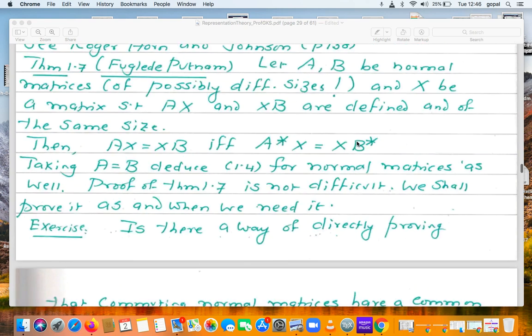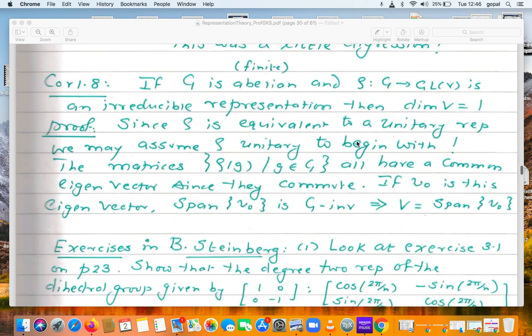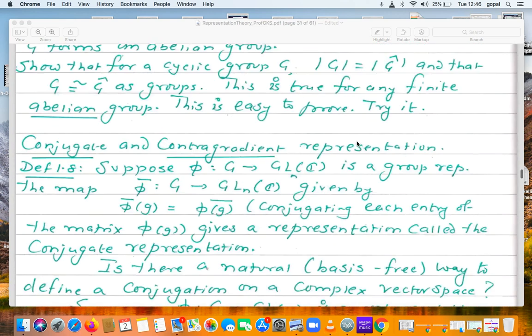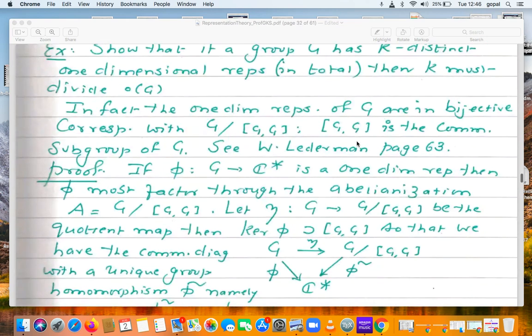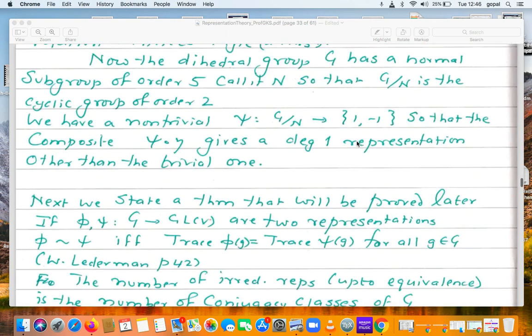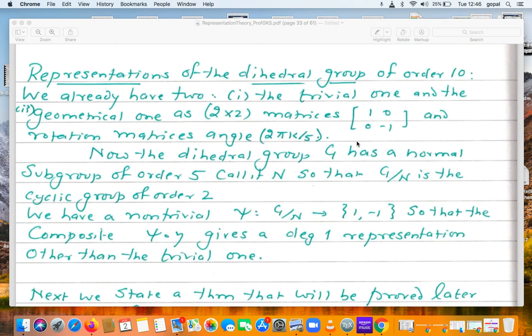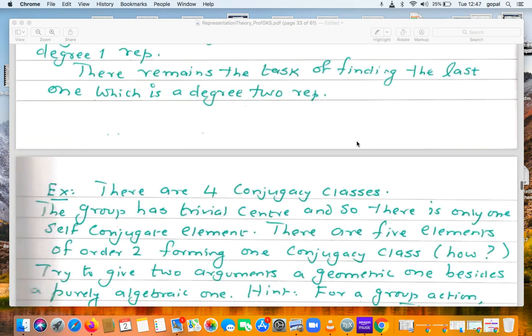And then I inserted here a Fuglede-Putnam theorem. We will discuss this later. And then some more examples from Steinberg's book, conjugate and contragredient representation, new representations from old, etc. So we will discuss these things. The non-trivial part here is a complete discussion of the dihedral group, determining all the representations of the dihedral group of order 10. In this chapter, this is a notorious example.